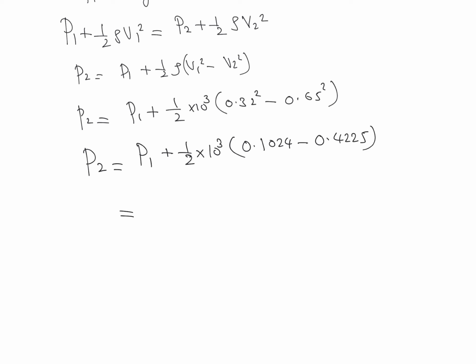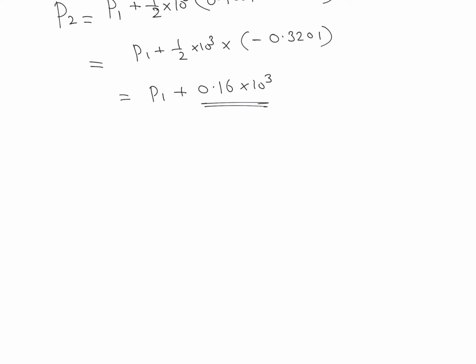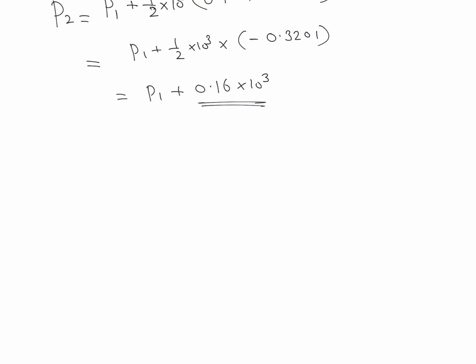If we subtract this, we get half into 10 raised to 3 into, if you calculate it, around minus 0.3201, divided by 2 into 100, and we'll get its value as around 0.16 into 10 raised to 3. This is going to be a negative value, so you can write P1 minus this. This 0.16 into 10 raised to 3 is the value in SI system, that means its value in Pascal.